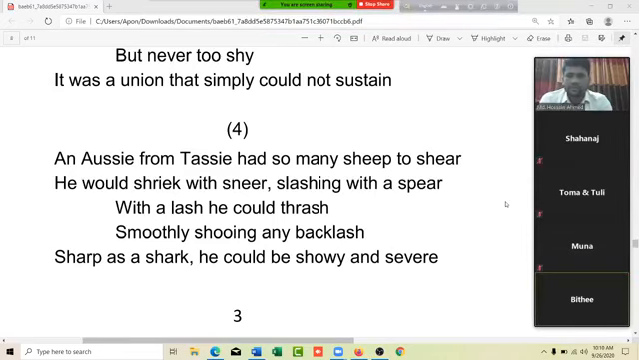Poem number 4. An Aussie from Fiji had so many sheep to shear. He would stick with near, slashing with a spear. With a lash he could thresh, smoothly showing any backlash. Sharp as a shark, he could be showy and severe. Okay, any comments?